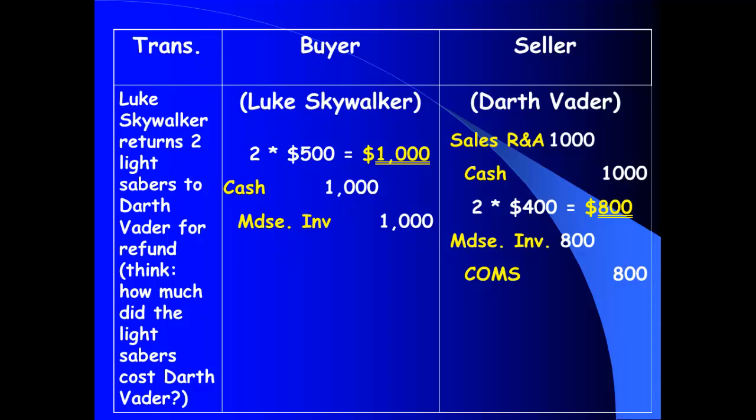We need to cancel out that journal entry, the debit to cost of goods sold that we made in that original entry. Buyer has more cash, seller must have less cash. Buyer has less inventory, seller must have more inventory.